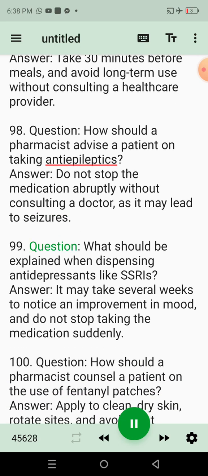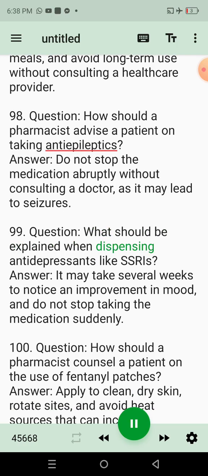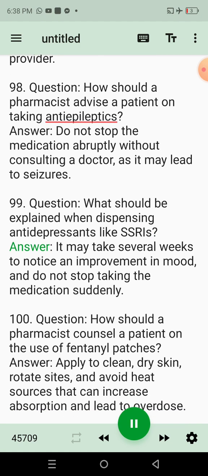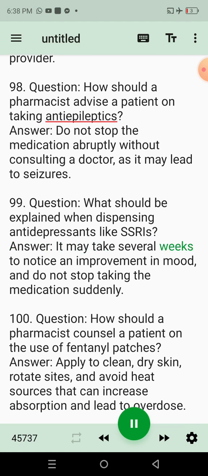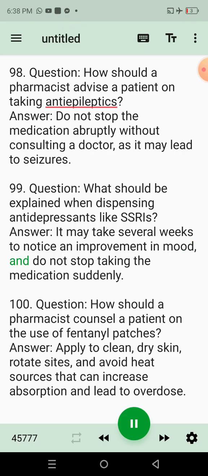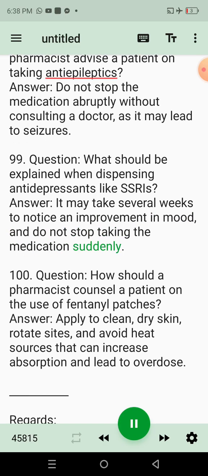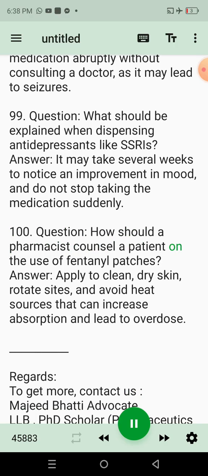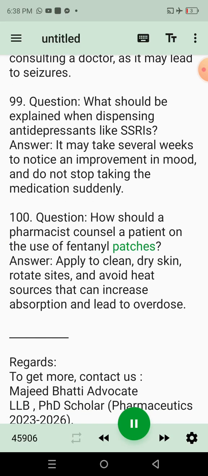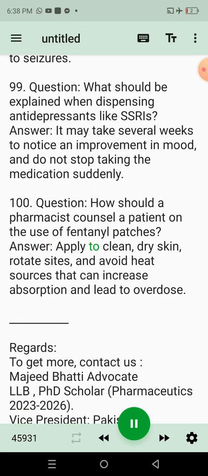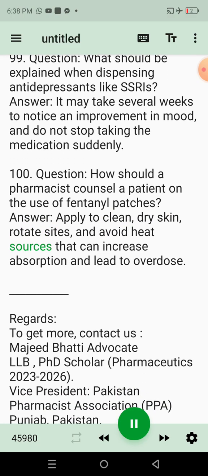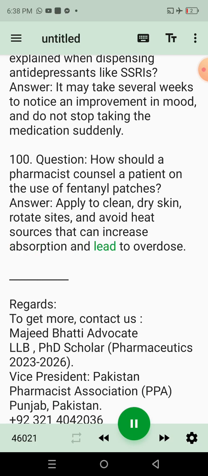99. Question. What should be explained when dispensing antidepressants like SSRIs? Answer. It may take several weeks to notice an improvement in mood, and do not stop taking the medication suddenly. 100. Question. How should a pharmacist counsel a patient on the use of fentanyl patches? Answer. Apply to clean, dry skin, rotate sites, and avoid heat sources that can increase absorption and lead to overdose.